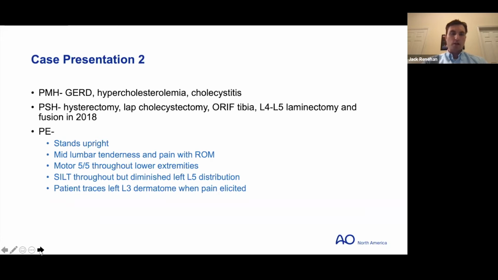On physical exam, she's in pretty good shape. She's got good alignment. Her strength is good. She just has that residual numbness on her left L5 nerve root. And then she really just has pain without numbness or weakness in the left L3 dermatome.